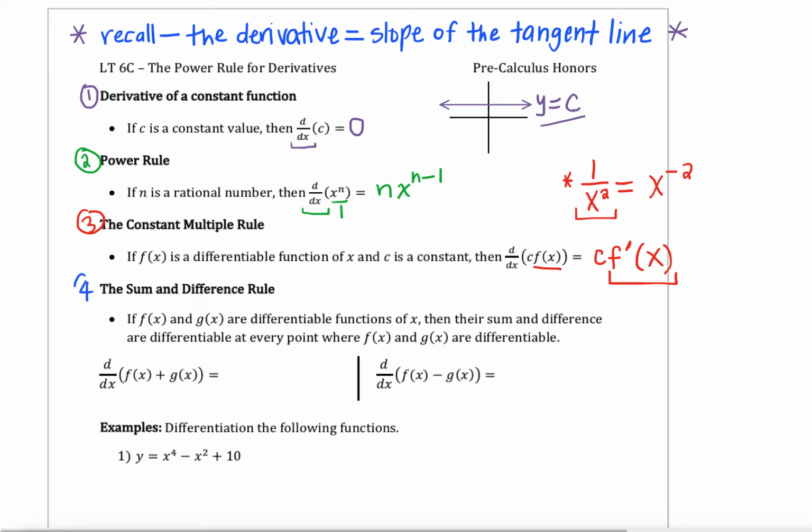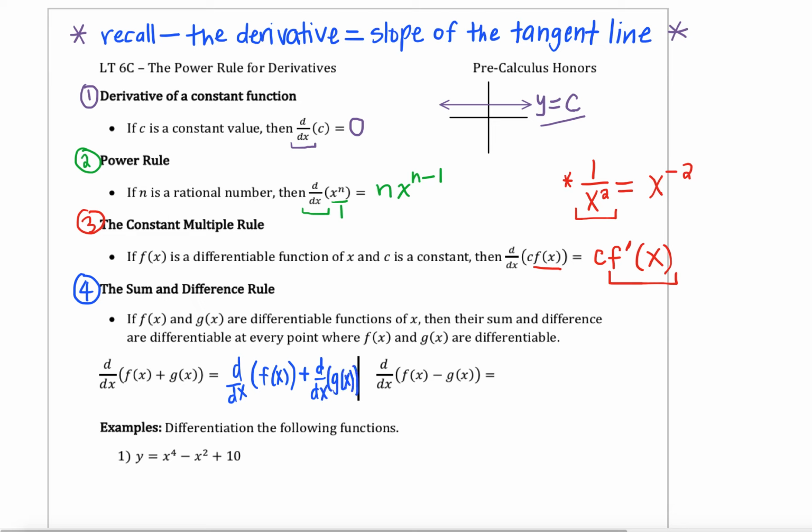Now, our fourth rules here that we're going to look at are the sum and difference rules. These are very similar, so they get grouped together. Here, if I have two functions, f and g, if they are both differentiable with respect to x, then their sum and difference are also differentiable at every point where f and g have a derivative. What that means is if I have a sum of two functions or a difference of two functions, I can actually term by term differentiate, meaning I can take this operator d over dx and distribute it and get the derivative of f of x plus whatever the derivative of g of x is.